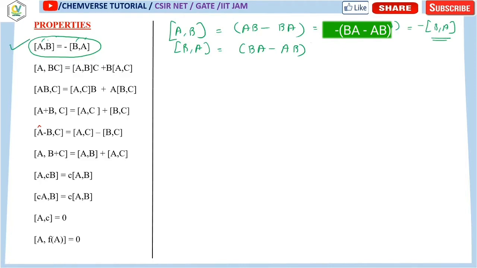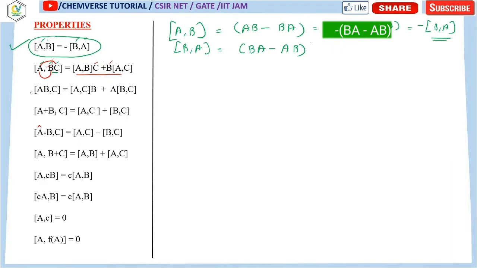The second one is that if there are three operators, one is A, and the other two are B and C, and B and C are multiplied with each other, then first we will take the commutator of the first two, so the commutator [A, B] with C outside, and then we will take [A, C] where B will be outside. So it is written in this form only.